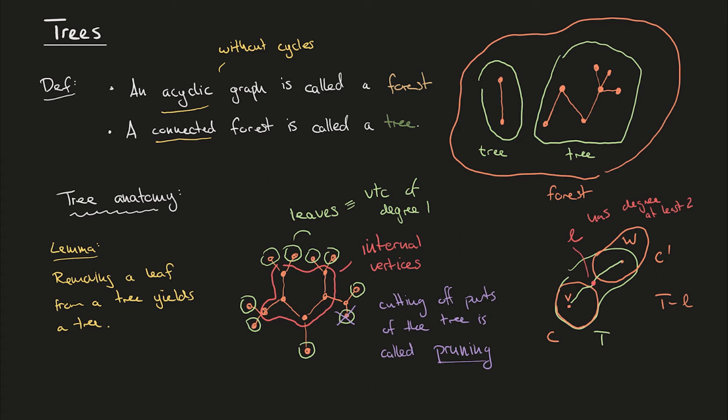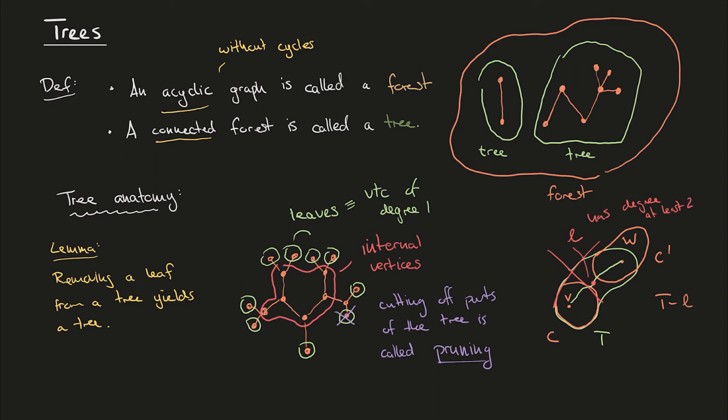Otherwise, it would not be possible for L to be part of a path. So, in fact, we supposed that L was a leaf, so that it had degree 1, and now we find that L has degree 2. So this is a contradiction, and that means that this situation can't occur. So in fact, removing a leaf from a connected graph has to leave the graph connected.